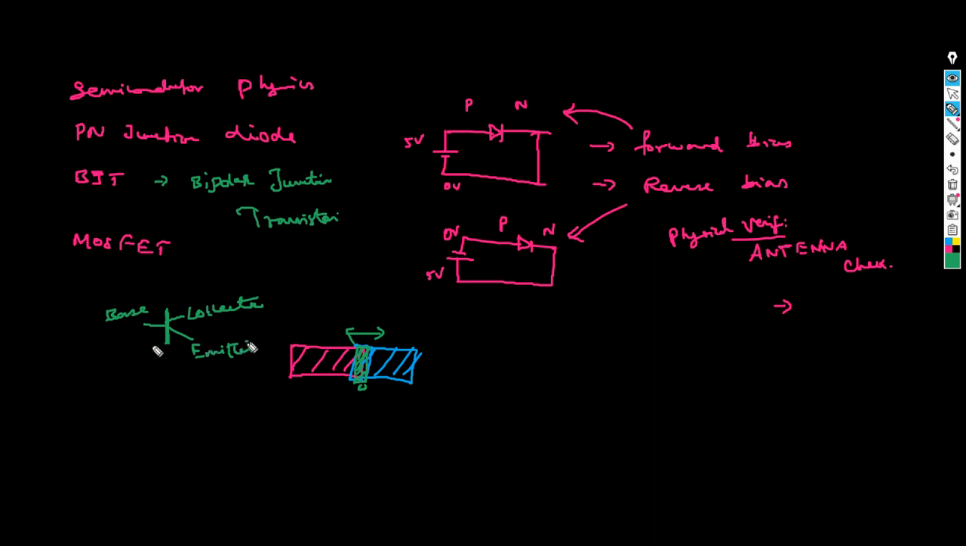Now, what is this BJT? It is a current controlled device, so IC is equal to beta times IB. When IB is more than a certain value, it turns on and operates. There are different configurations: common base, common collector, common emitter, and so on.